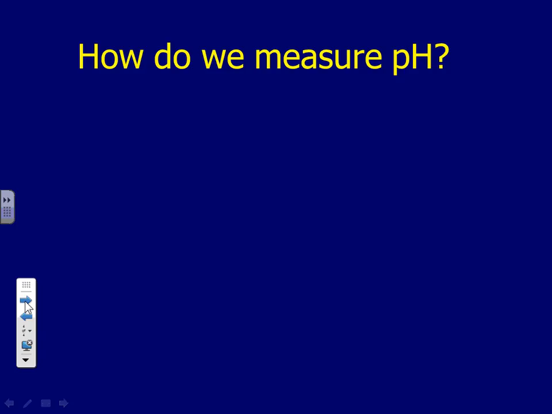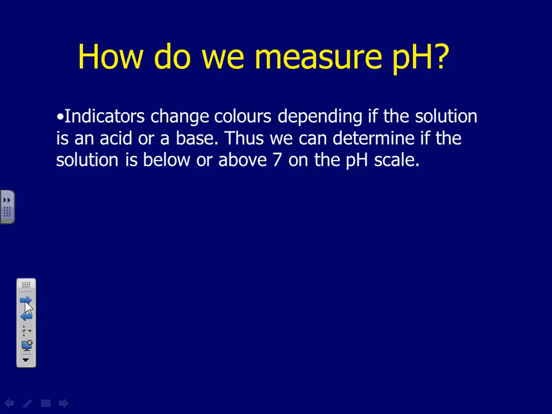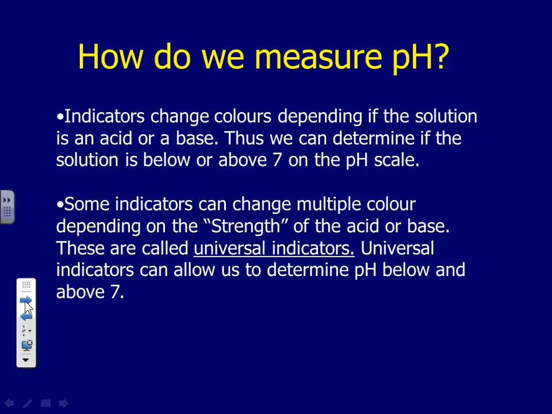So that is, what do we got here? Indicators, hold on one second. How do we measure pH? Universal indicator, pH meters. And yeah, you can write that down. You can write that down. And I'm going to show you a little something right here before we move on to the next one.